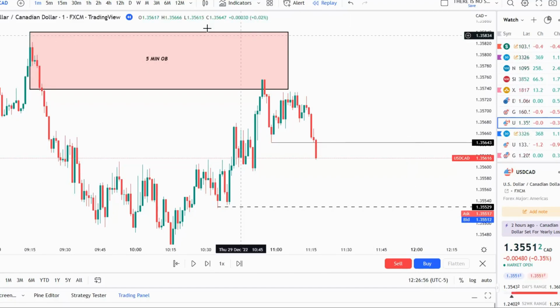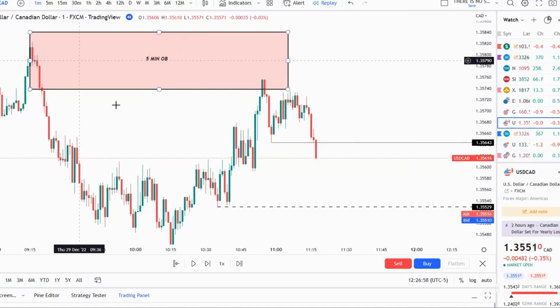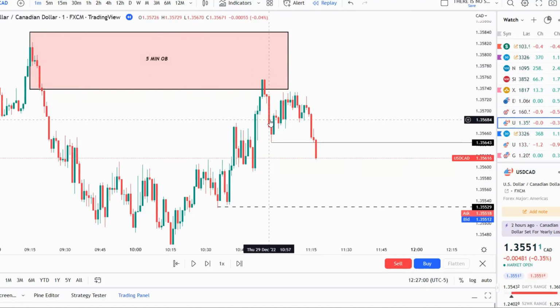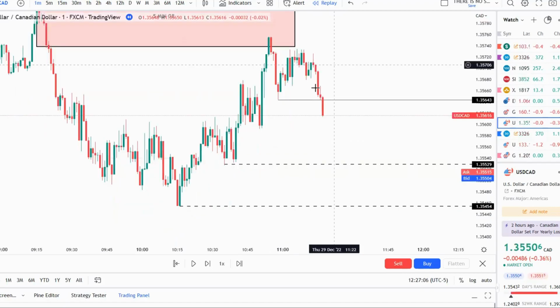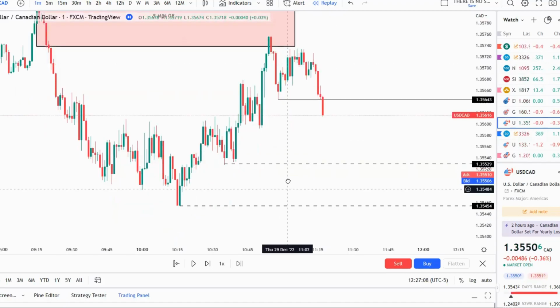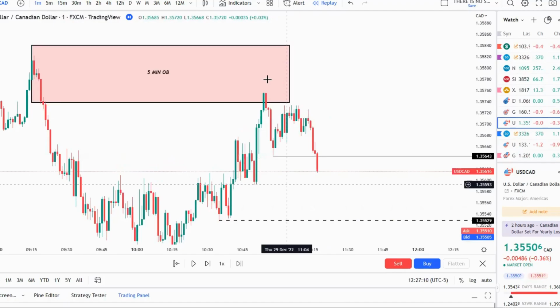So guys, this is a 5-minute OB. As I was going through the time frames, I did notice that UCAD is headed down to possibly grab sell side liquidity, which is these lows that we have here. And I did notice that we came up and gave this retest.